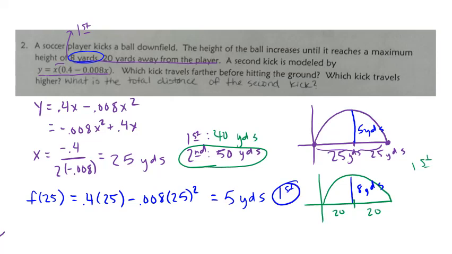And the last one, the one that I added in by hand, says what is the total distance of the second kick? So actually we already found that. The total distance is going to be 50 yards for the second kick, because it was 25 to the vertex and then another 25 on the opposite side.